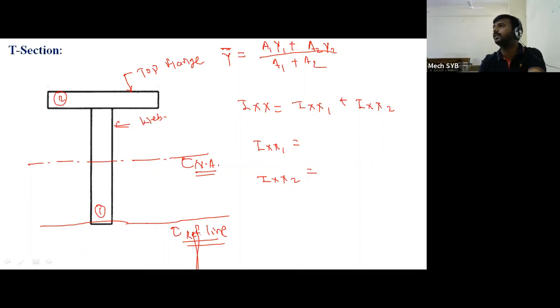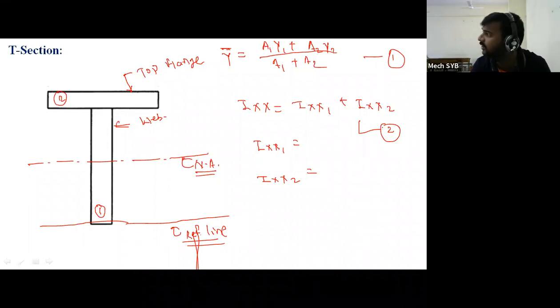So write down these two formulas. Y bar is equal to A1 Y1 plus A2 Y2 divided by A1 plus A2. This is the formula number 1. And Ixx is equal to Ixx1 plus Ixx2. So write down these two formulas. So the procedure for calculating the Y bar and the moment of inertia for the unsymmetrical I section and the unsymmetrical T section it is same.